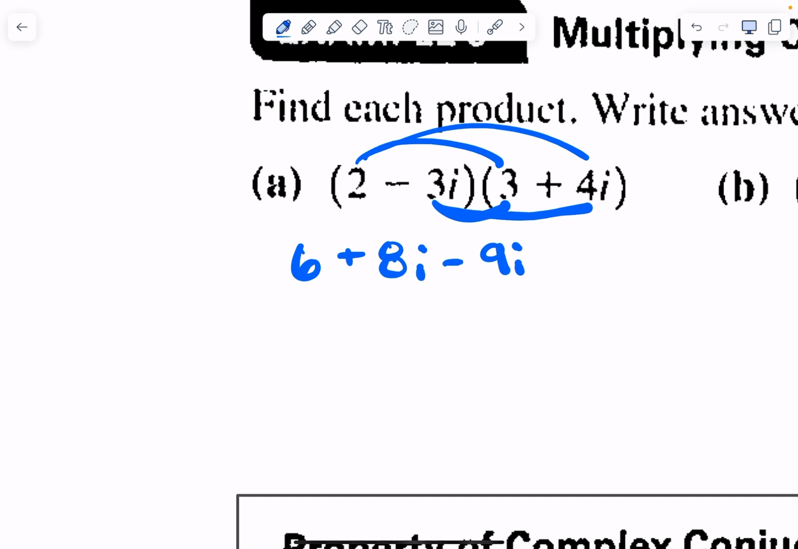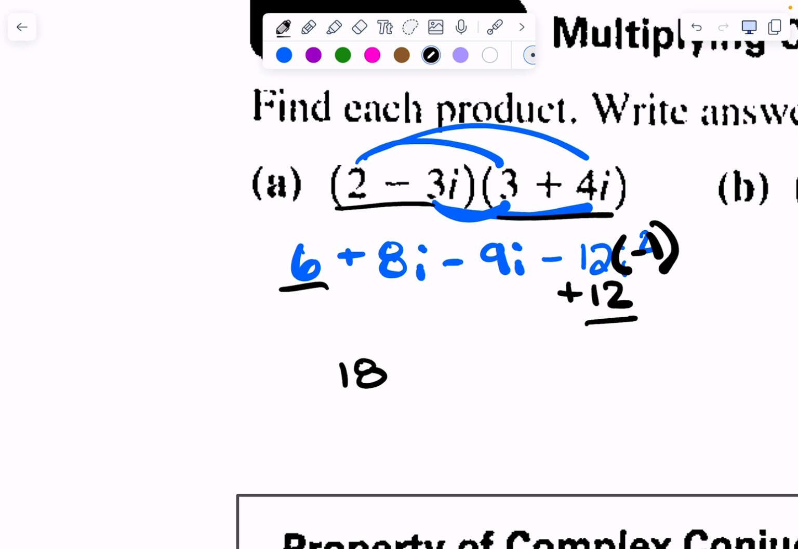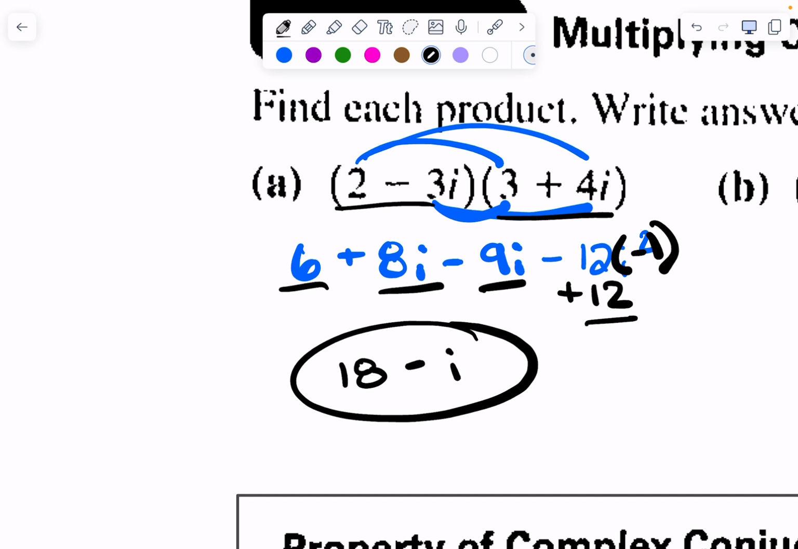Negative 12. But with the negative 12 you have to change the sign, i squared, right? Because there's 2 i's. Whenever you're foiling complex numbers like this, you will always have an i squared on the back of it. And i squared is negative 1, which is going to take that 12 and make it a positive 12. Then I combine my 6 with my 12 to make 18, minus 1i, or just minus i, because 8 minus 9i is minus i. Do you see how that works?